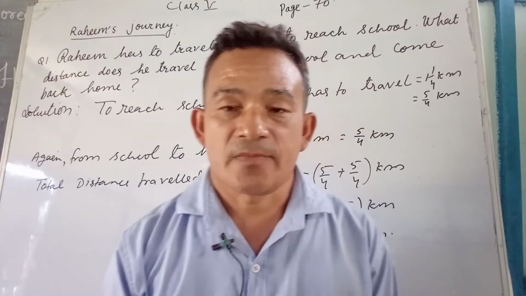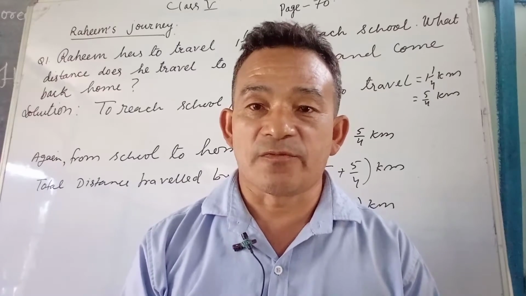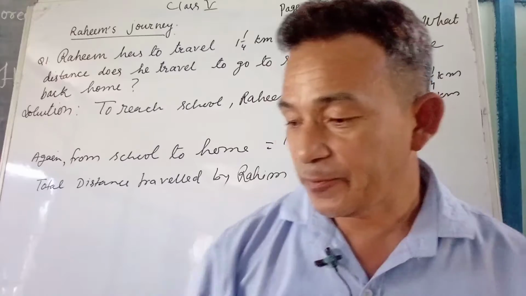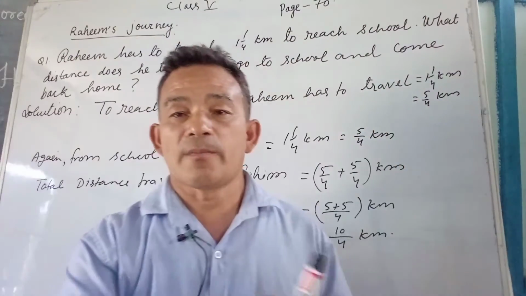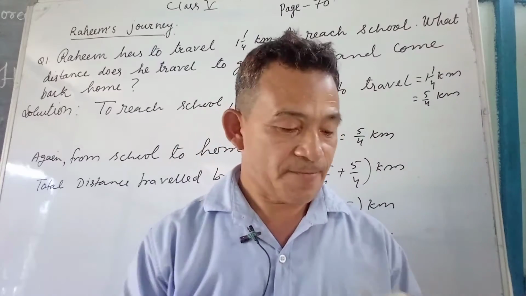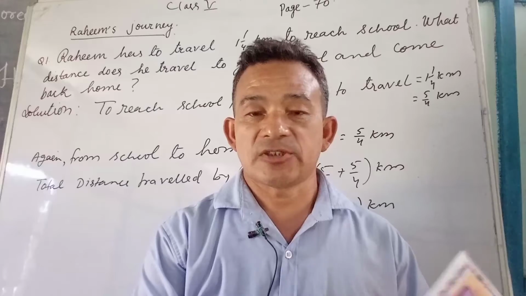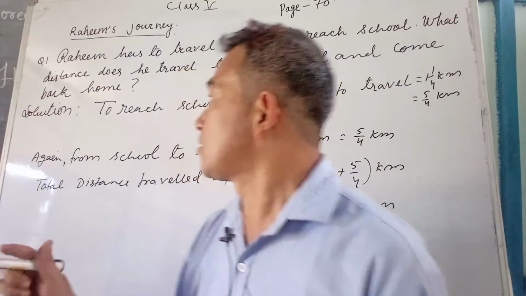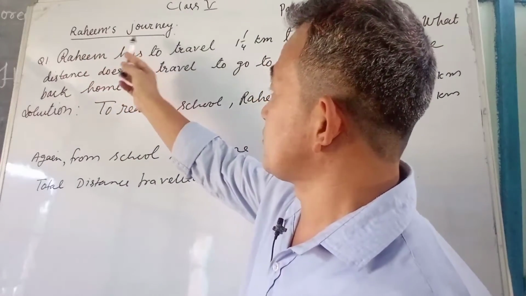Hello there. Today we are going to solve the remaining parts of our lesson, Chapter number 4 from our mathematics books for class 5, Parts and Wholes. On page number 70, we have a very special question, and that is about Rahim's journey.